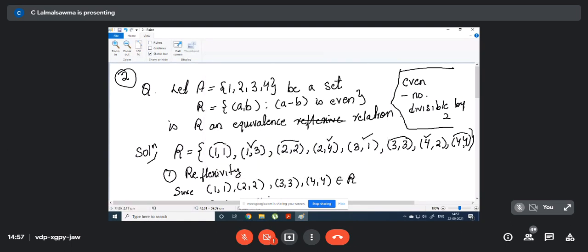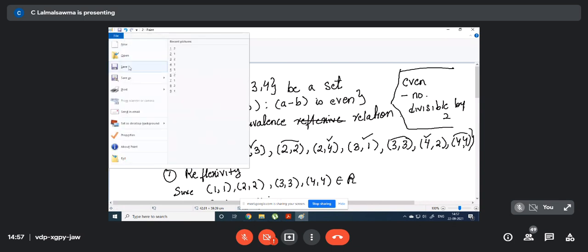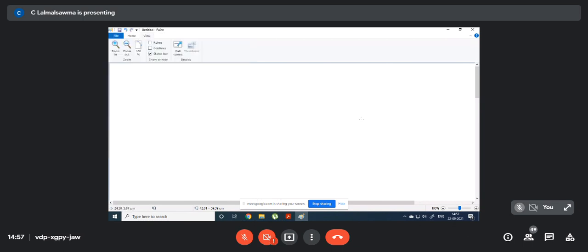Here, these questions are easy when the set is defined like this, A equals 1, 2, 3, 4, because there are only 4 elements in A. It is easy to calculate that. So let me give another example in which A is defined on an infinite set, that is, the number of elements in A is infinite. So this is page 3.